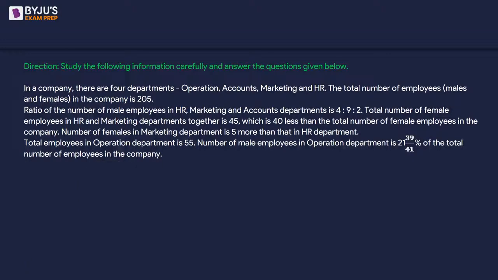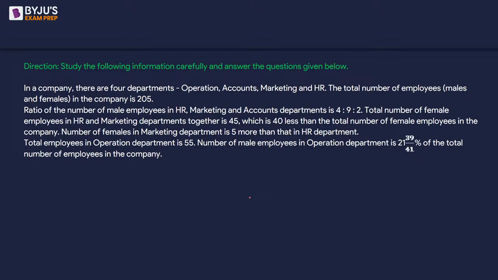Okay, so in a company, there are 4 departments: operation, accounts, marketing, and HR. The total number of employees, males and females in the company is 205. Ratio of the number of male employees in HR, marketing, and accounts department is 4:9:2. Total number of female employees in HR and marketing departments together is 45, which is 40 less than the total number of female employees in the company. Number of females in marketing department is 5 more than that in HR department. Total employees in operations department is 55. Number of male employees in operations department is 21, 39 by 41% of the total number of employees in the company.